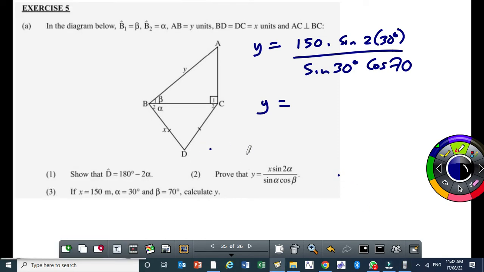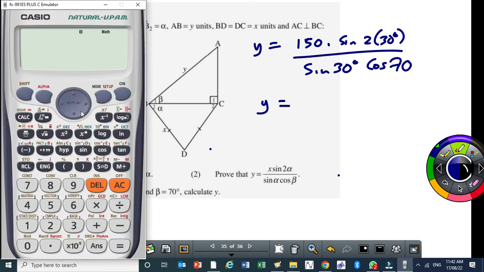Okay, so it's 150. First, you start by putting your fraction option. That's the first thing. Then 150 times sine 60 degrees. Yes, 2 alpha means 2 times alpha. So what is alpha? 30 degrees. 2 times 30, 60 degrees. You have to be aware of that. It's not that difficult. Then sine 30 times cos 70.